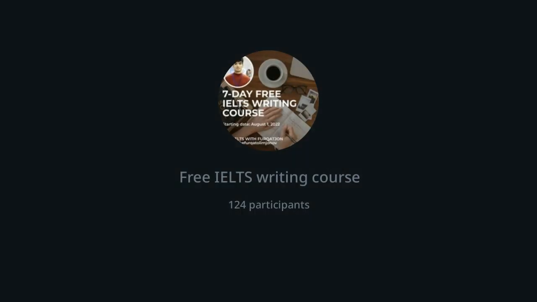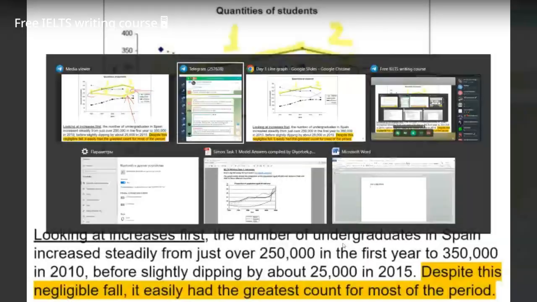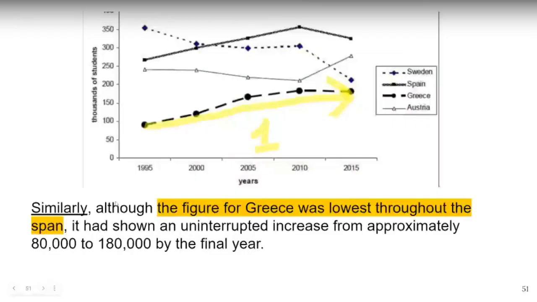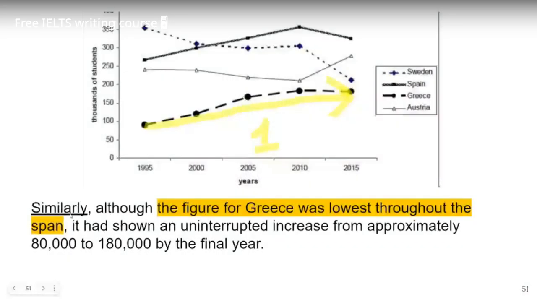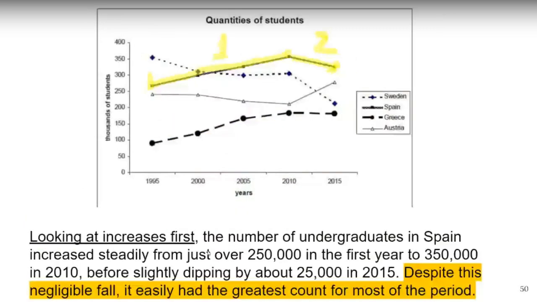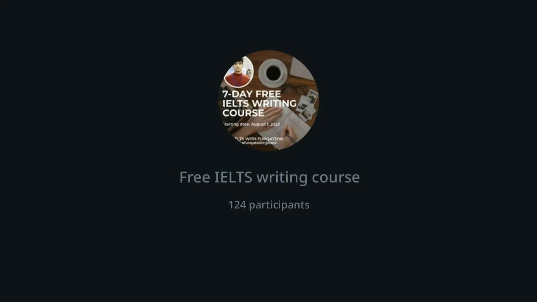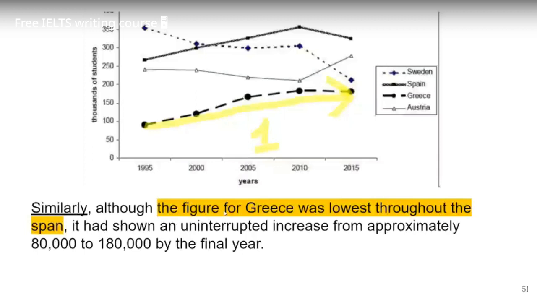All right. So here's how you can say it. Yeah. Similarly, as you can see, I'm using the word similarly. Similarly, why? Because these two are similar to each other. They both are increasing. Oh, this one is about Greece. So let's talk about Greece then. So although the figure for Greece was lowest throughout the span, so it was the lowest throughout the whole period, it had shown an uninterrupted increase from approximately 80,000 to 180,000 by the final year.